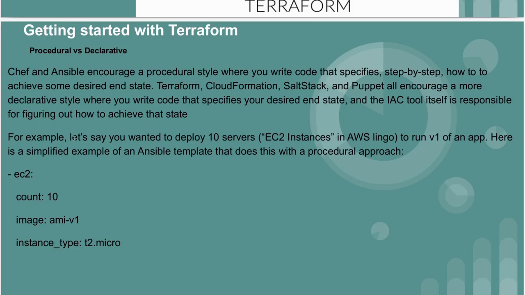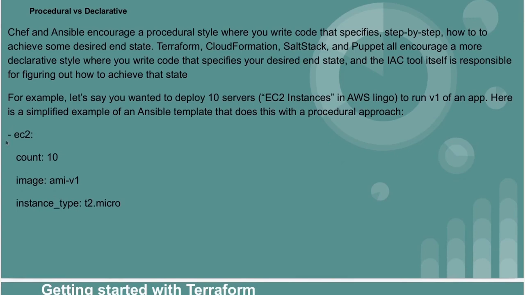For example, let's say you want to deploy 10 servers, each an EC2 instance in AWS, running a v1 app. Here is a simplified example of an Ansible template that does this with a procedural approach. You write EC2 count 10, image AMI v1 or the AMI ID you can mention here, instance type t2.micro, whatever instance type you want to launch. So Ansible uses a procedural method to create the resources.